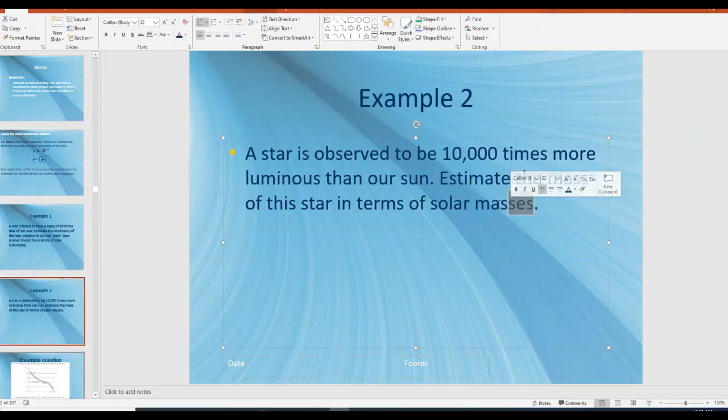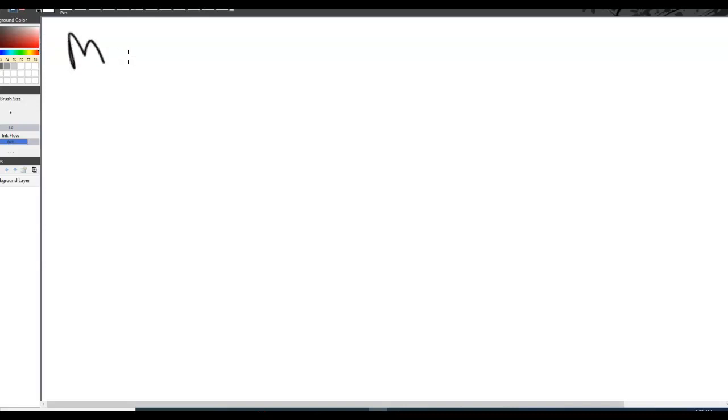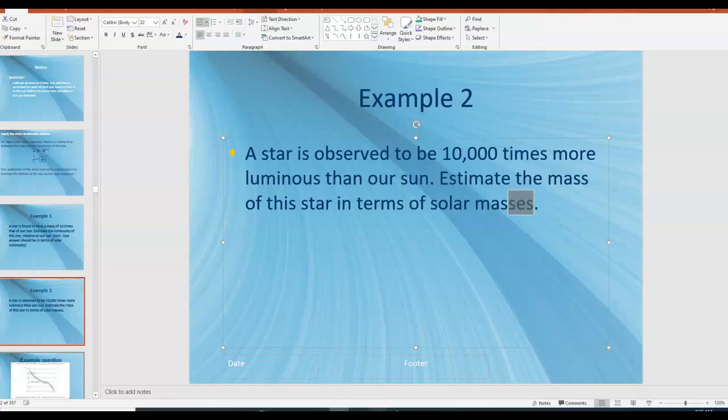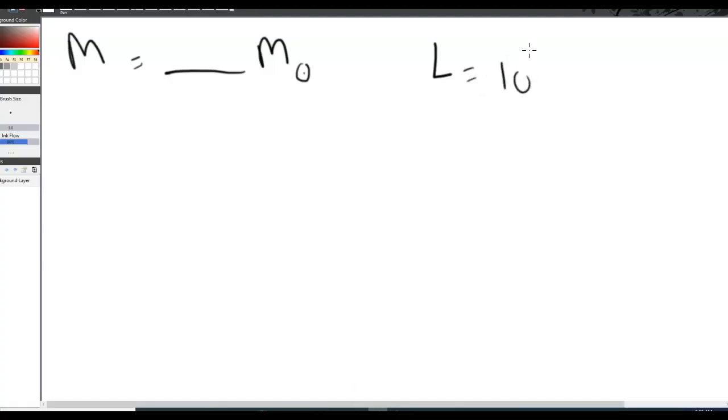So in other words, our goal is to find the mass of the star is equal to blank solar masses. And we're given that the luminosity is, I'm just going to write this in scientific notation just to make it easier, 10 to the power 4, so 10,000 is 10 to the power 4 times more luminous than our sun. If you think about that for a second, you should be able to convince yourself that this is basically the same type of problem we had before, just kind of in reverse. Now instead of being given the ratio of masses, we're given the ratio of luminosities.